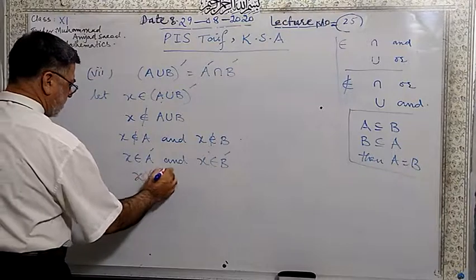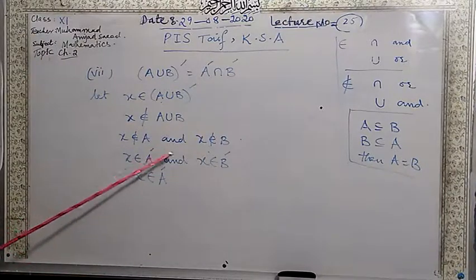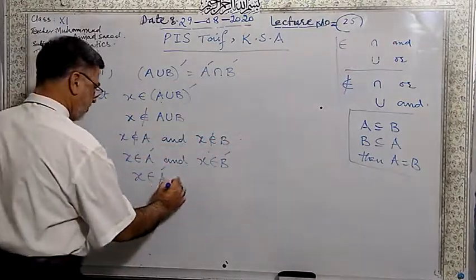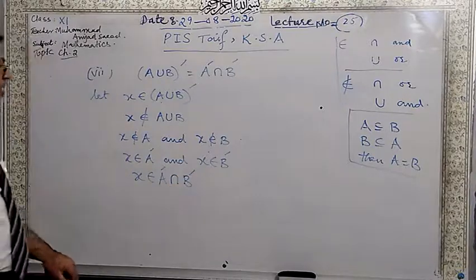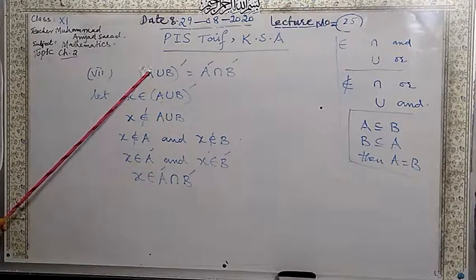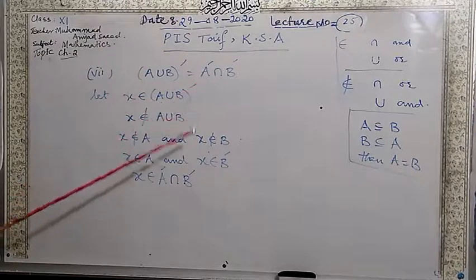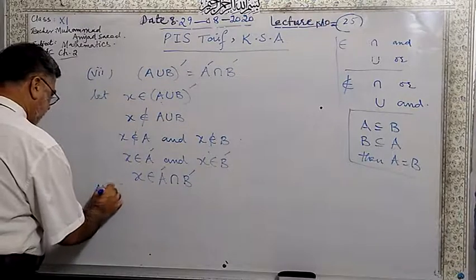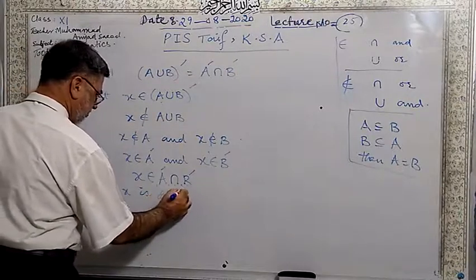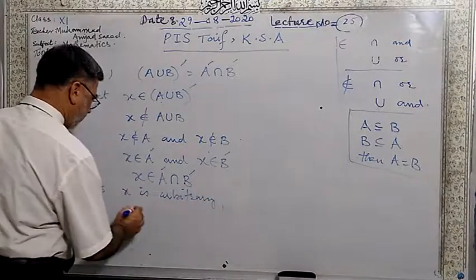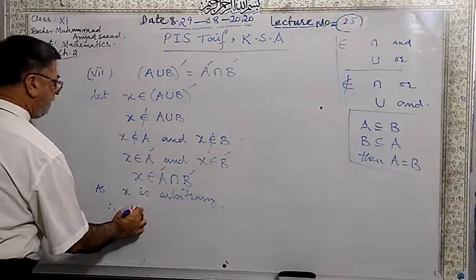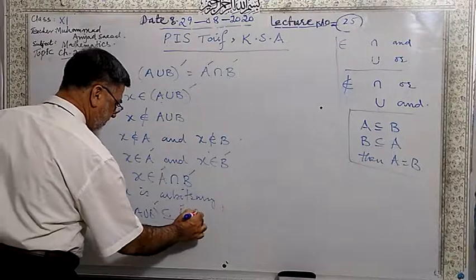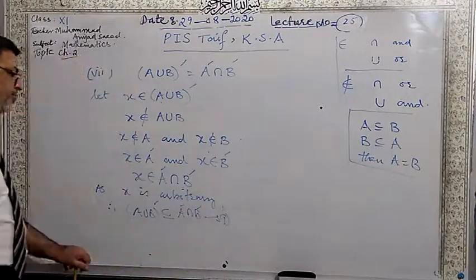You can see X belongs to A complement, and, X belongs to B complement. What will come in the center? Intersection. So you took X in left hand side, and we got this X in right hand side here. Check that. As X is arbitrary, therefore left hand side is contained in right hand side. That is number 1.